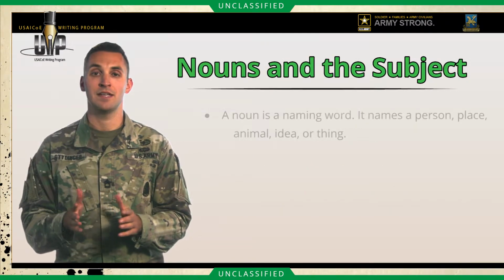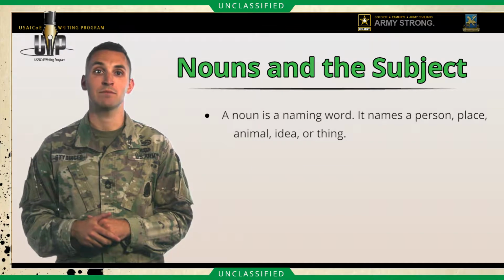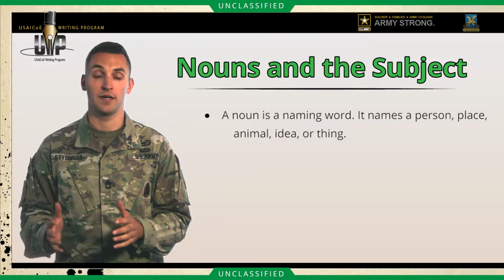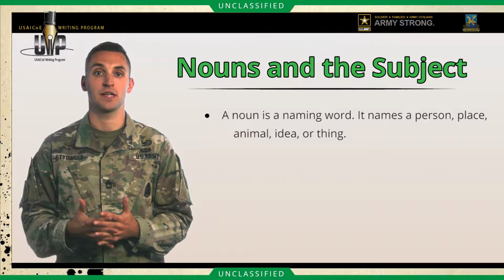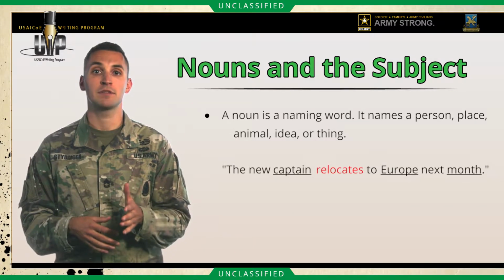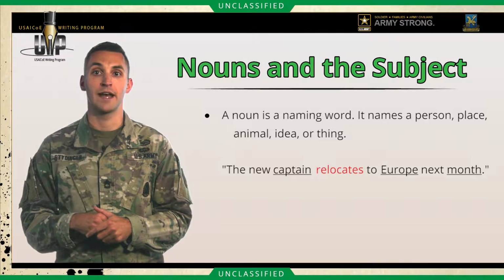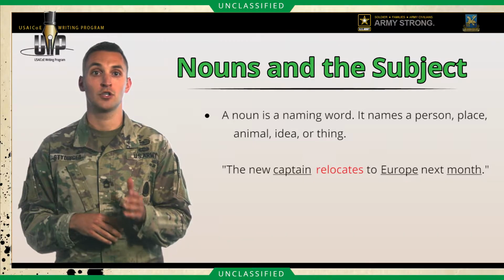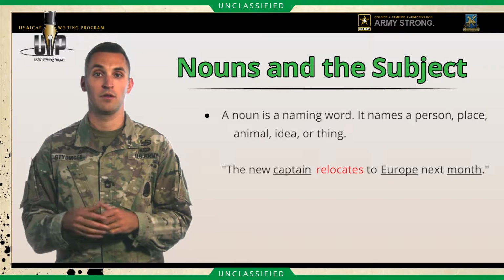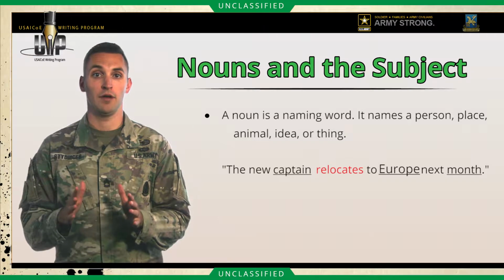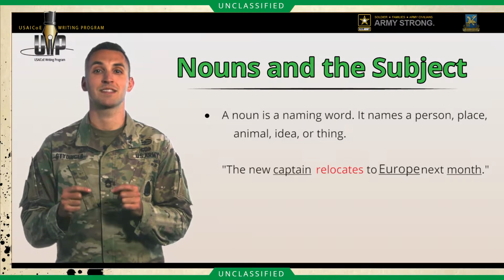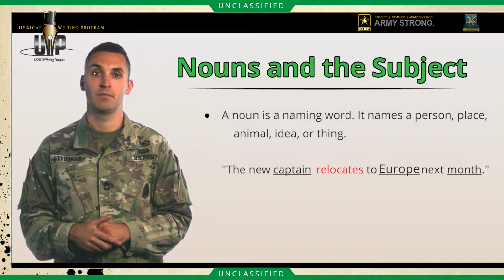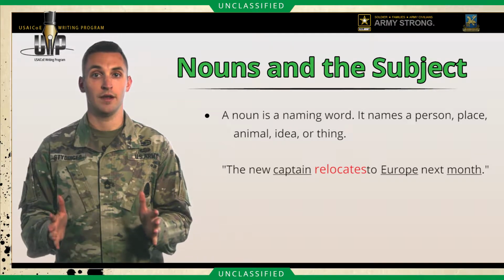A noun is a naming word. It names a person, place, animal, idea, or thing. Let's look at the following sentence. The new captain relocates to Europe next month. The nouns in the sentence are captain, Europe, and month. Europe is a proper noun, meaning a unique or specific noun. You should always capitalize a proper noun. The verb is in red.